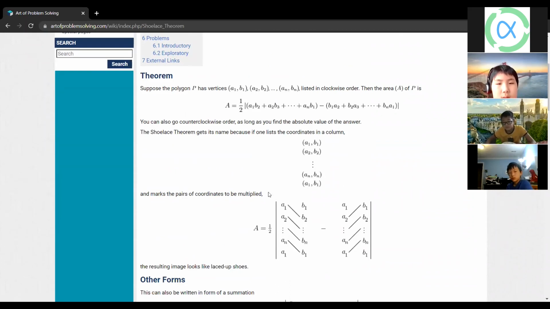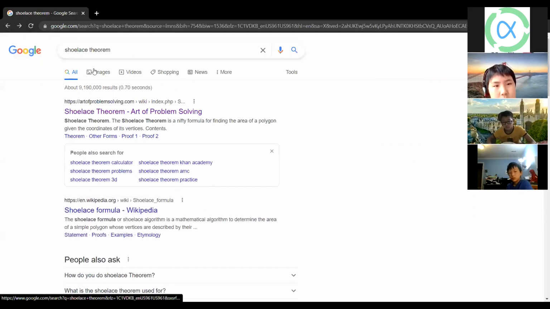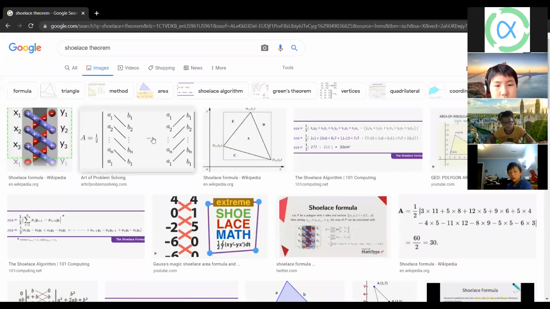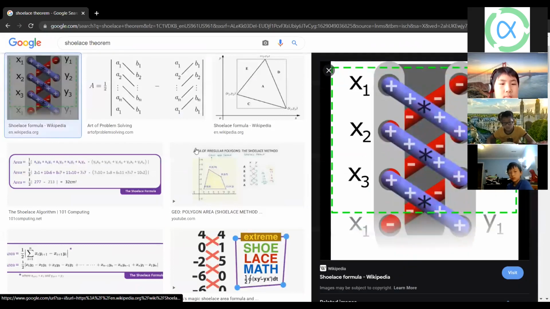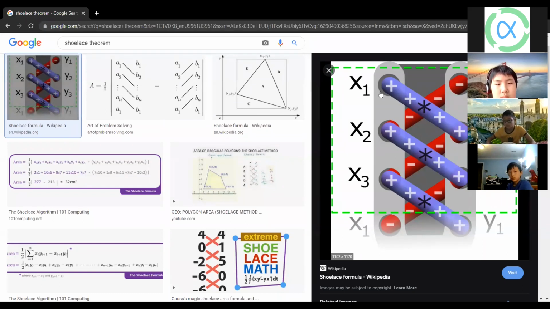The reason why it's called the Shoelace theorem is because if you were to do this, you would get something that looks like a shoelace. Let me head over to images to show you what it looks like. Essentially it looks like this. Let's say you have these three coordinates, x1, y1, x2, y2, and x3, y3 respectively. They're the three vertices of a triangle.